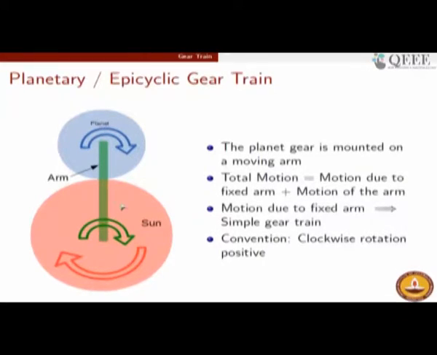Think about an observer who is sitting on this arm. If he makes experimental measurements of different velocities, it will appear that this gear train is just a simple gear train, because sitting on the arm, the observer will be unable to identify that the arm is moving. He will be able to identify only that the planet and the sun are moving. So first we analyze this motion, which is with respect to the arm.